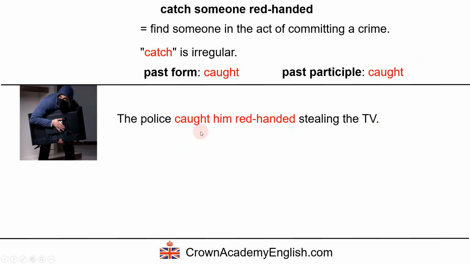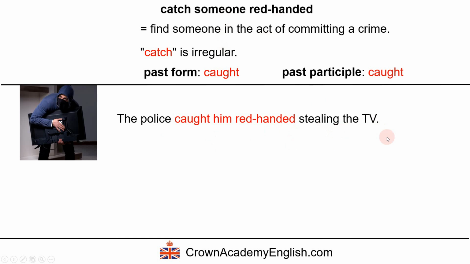Okay, so we have the past form here. The police caught him red-handed. So they found him in the process of stealing the TV. He's in the act of stealing the TV when the police arrived. Okay. Notice the form. Catch. We say catch someone red-handed, and then we have the ing form of the verb. Okay. So we have the police caught him red-handed stealing the TV.